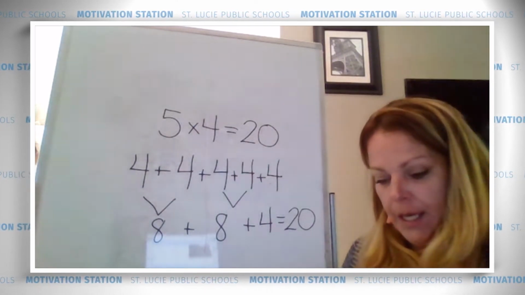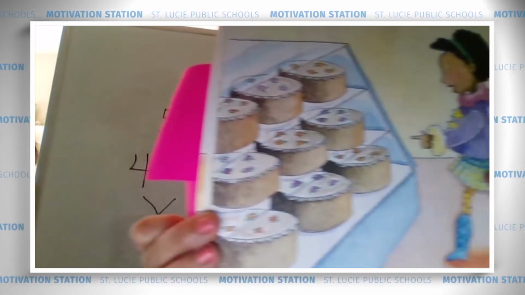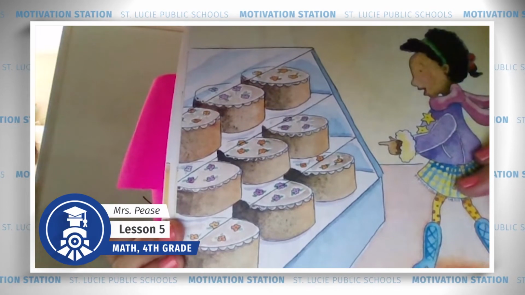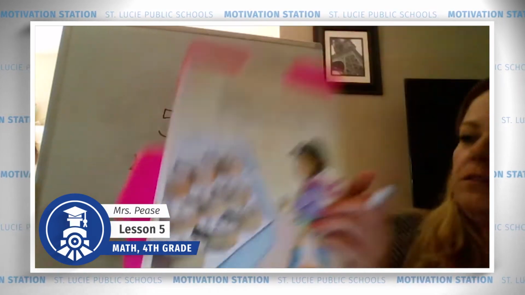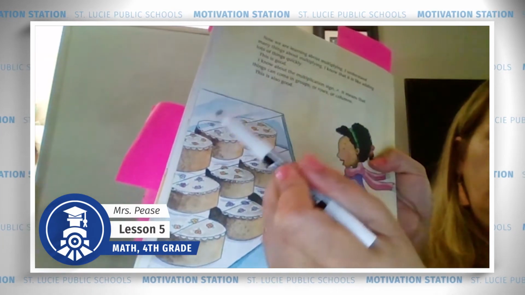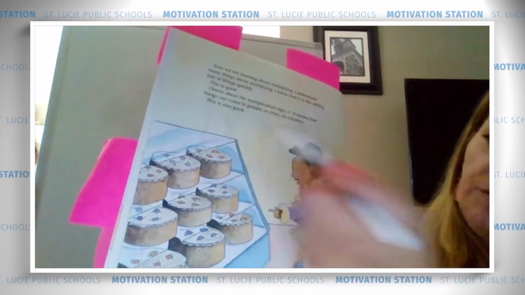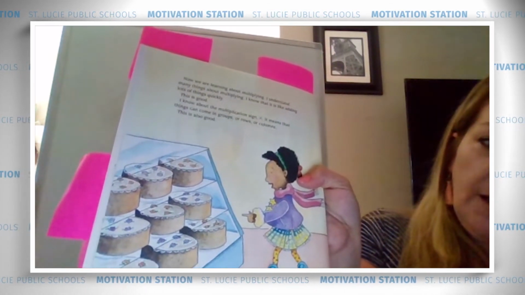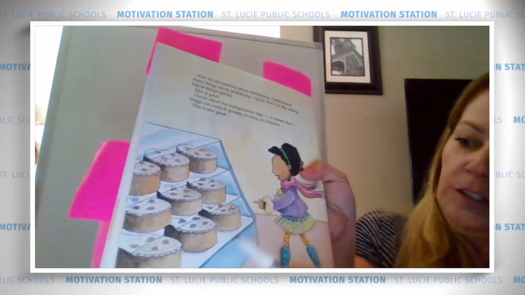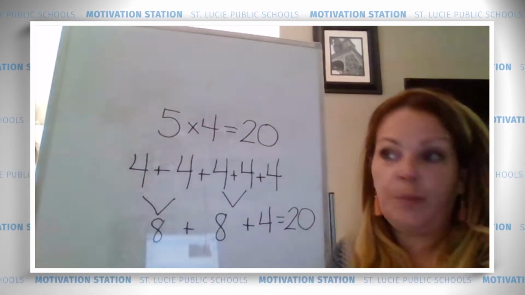Now I'm looking at the cakes in the showcase, right? So I'm going to look at a shelf is going to be a group. So this is one group of cakes on the first shelf. How many cakes on each shelf? 3. 3 cakes on each shelf, okay? So we're going to write that as an addition and multiplication equation.